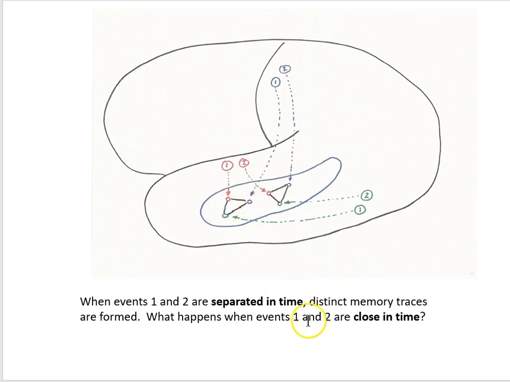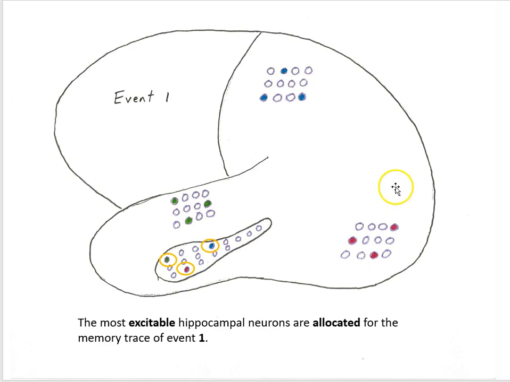But what happens when events 1 and 2 are close in time? And here we're going to use our brain to paint the picture of this kind of process. So we're going to have the brain processing event 1. We'll have some pattern of cortical activity, and these regions of the cortex will send information down into the hippocampus, and a set of hippocampal cells will be allocated to forming a memory trace of the event number 1. It's the most excitable hippocampal neurons that are allocated to the memory trace of event 1. And this is a recent discovery, that it may be that the levels of excitation of hippocampal neurons is influencing whether they will be used at that moment to form a memory trace of the event.